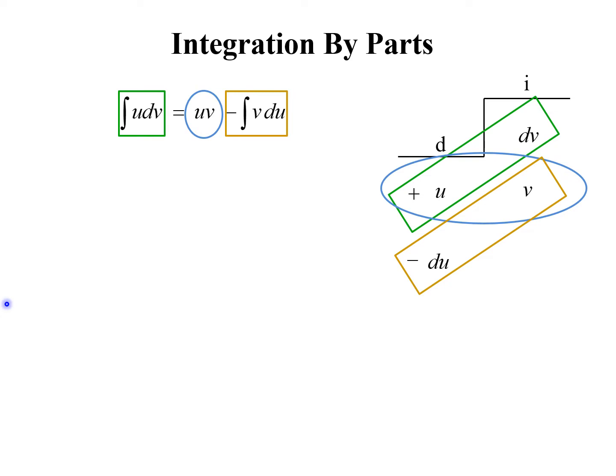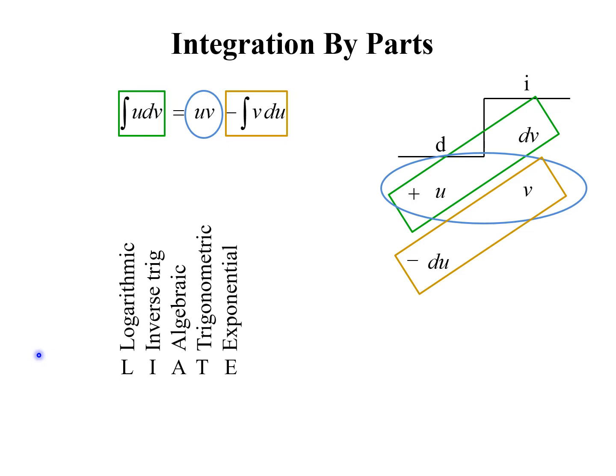Before we move on to our first example, let's show you the LIATE. LIATE is the order in which you put these functions here. The first function is what we'll use to pick the u and the dv, where L stands for logarithmic, I for inverse trigonometric, A for algebraic, T for trigonometric, and E for exponential. And so we'll get into that as we do some examples.